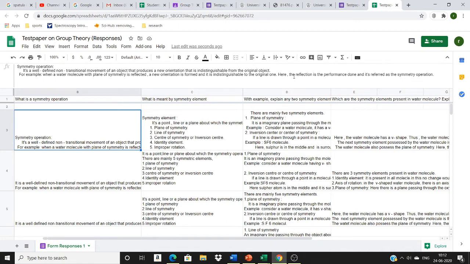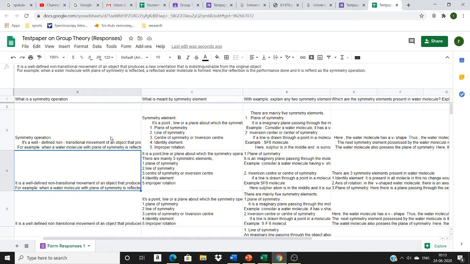Here you have written, the reflection is the performance done. It's not the performance done. Reflection is the operation performed. The reflection is the operation performed and the plane is the symmetry element. Okay, plane is the symmetry element and reflection is the symmetry operation. It's the operation performed. And what's amusing is you can see exactly the same answer for many.